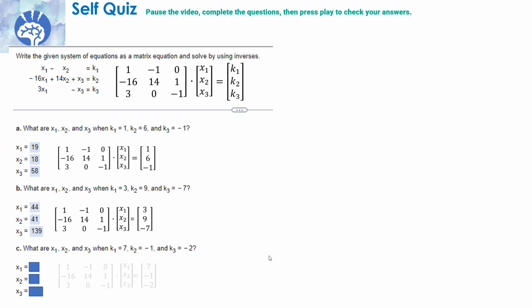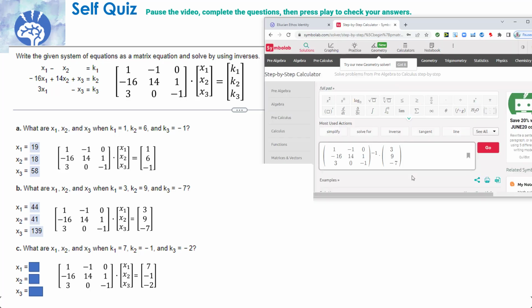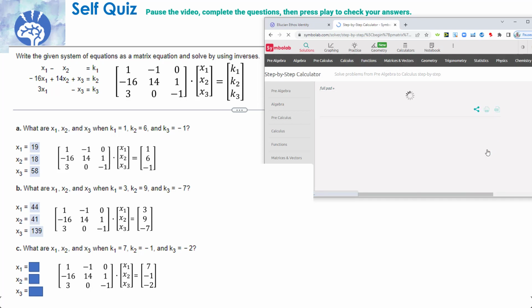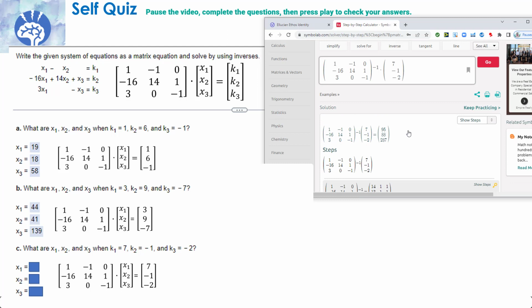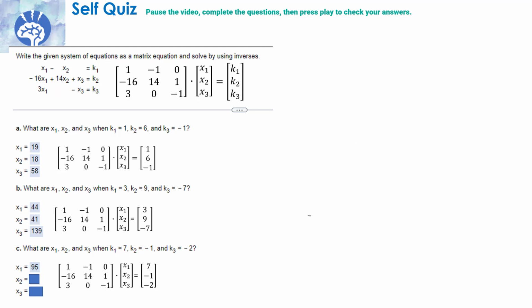Let's do the last one. For this one, we're going to have 7, negative 1, negative 2 for our K's. Just like the last one, to make our lives easier, all we're going to do is change our constant matrix. There we go. We're going to go. And we get 95, 88, 287. Let's check to see if we're right. 95, 88, and 287. How cool is that?